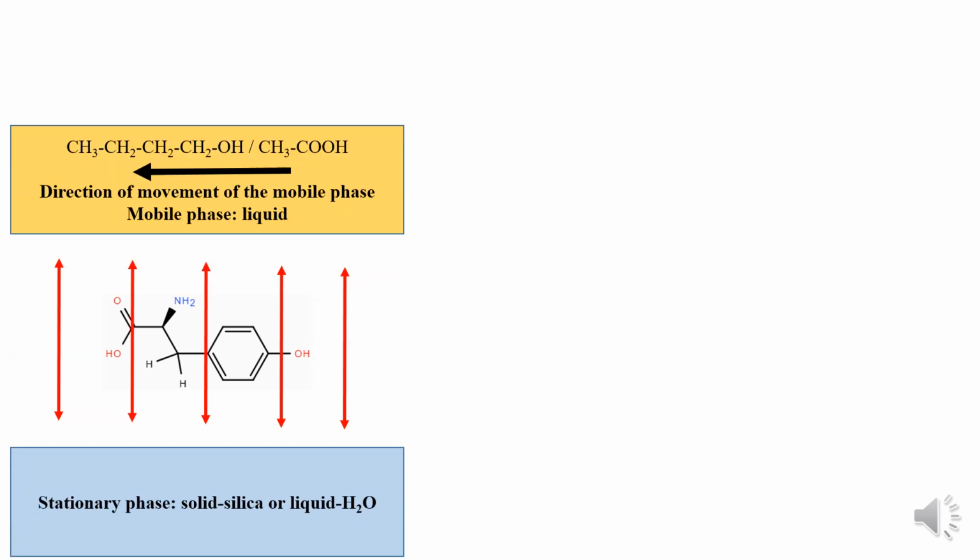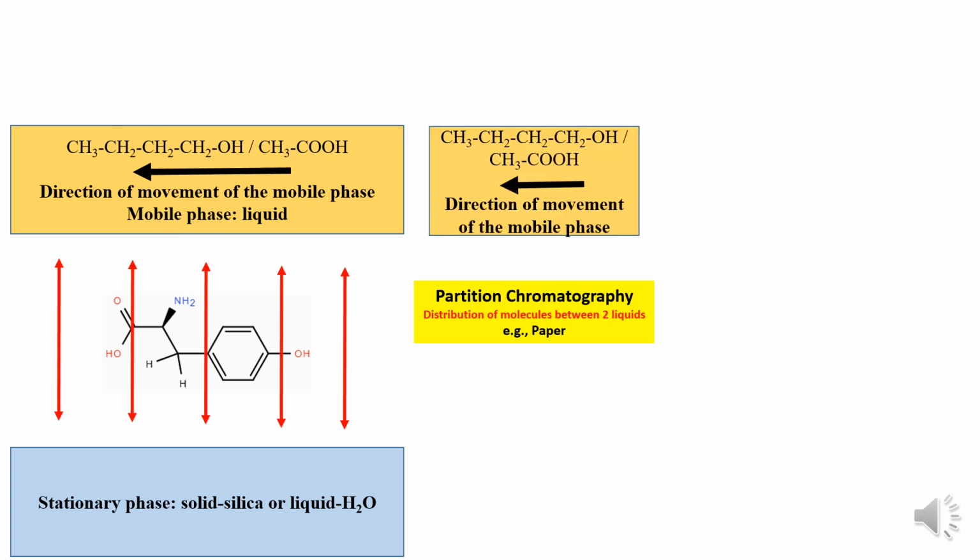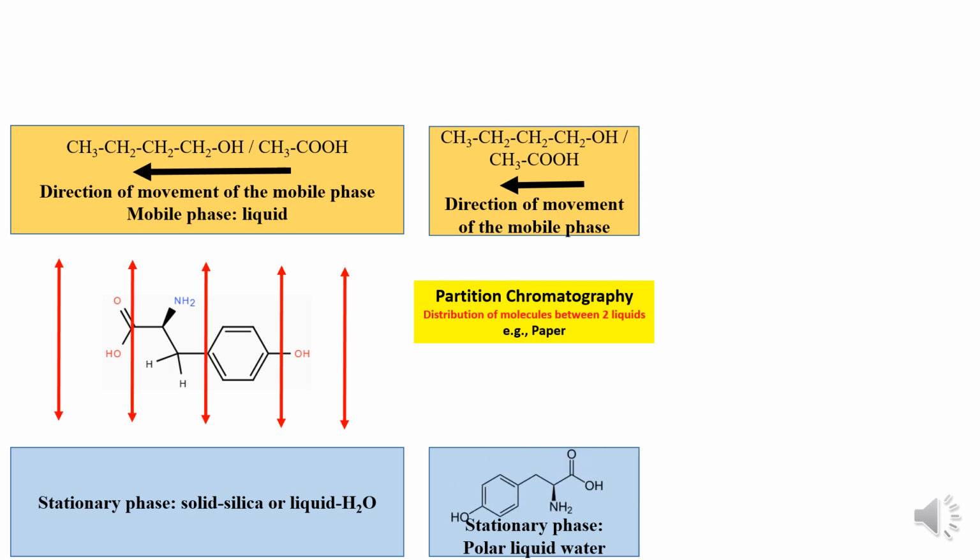So in paper chromatography, the molecule or the mixture being separated gets partitioned between 2 liquids. One is the mobile phase, the other is the stationary phase. So in partition chromatography, you find distribution of molecules between 2 liquids, like in the case of paper chromatography. When the molecule is more soluble in the water layer, it travels a shorter distance.